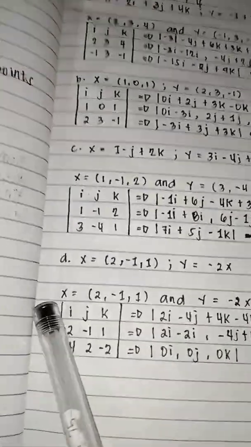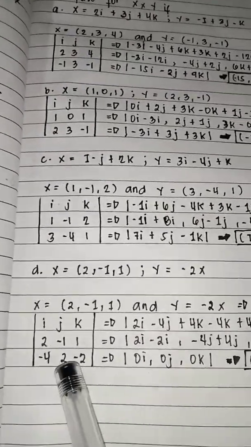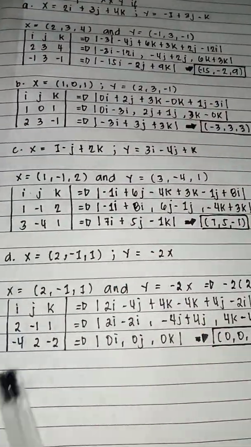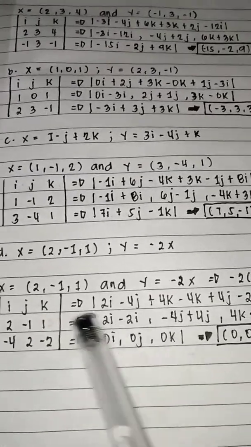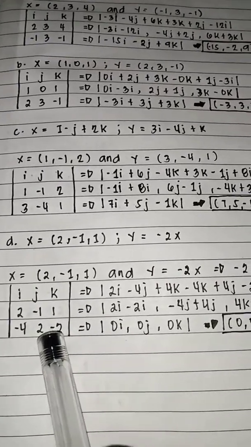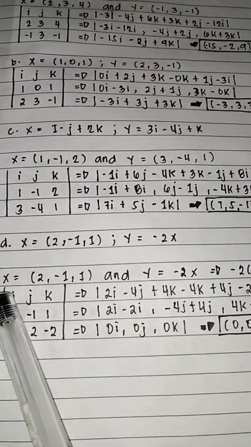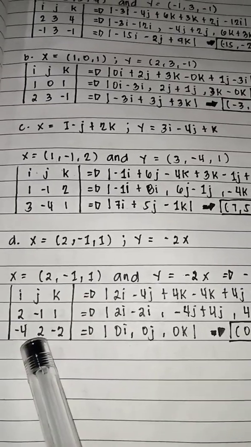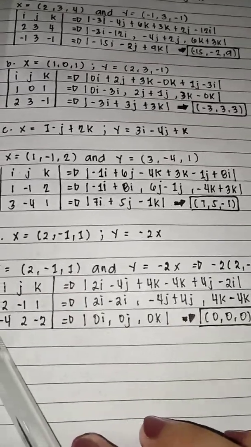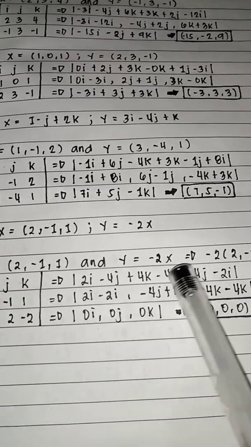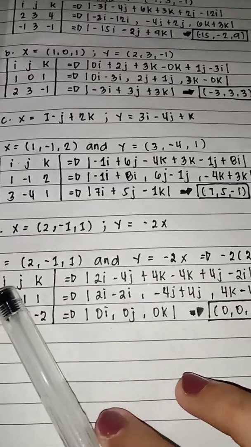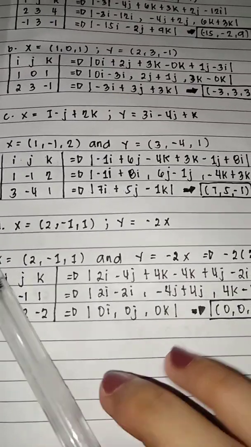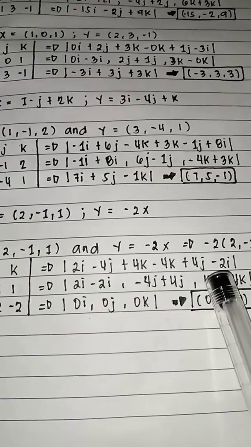So we will proceed to the next step, which is to compute x cross y using this determinant as follows. i times negative 1 times negative 2 is equals to 2i. j times 1 times negative 4 is equals to 4j. k times 2 times 2 is equals to 4k. Negative 4 times negative 1 times k is equals to negative 4k. 2 times j times negative 2 is equals to positive 4j. i times 1 times 2 is equals to negative 2i.